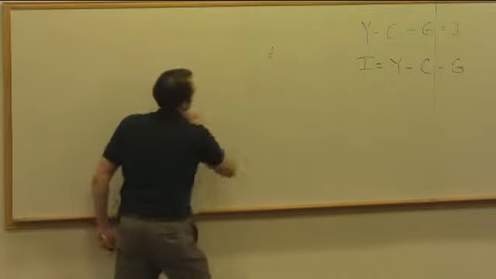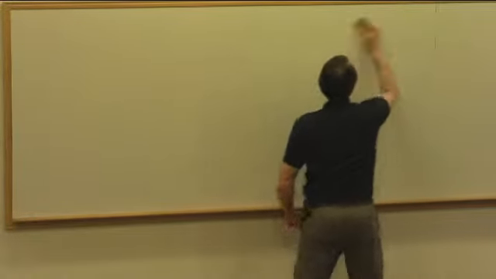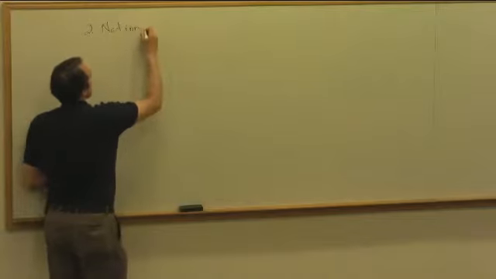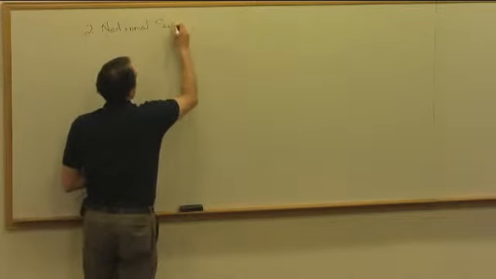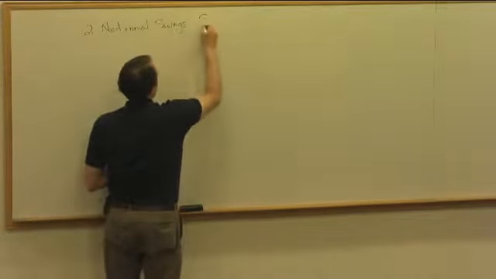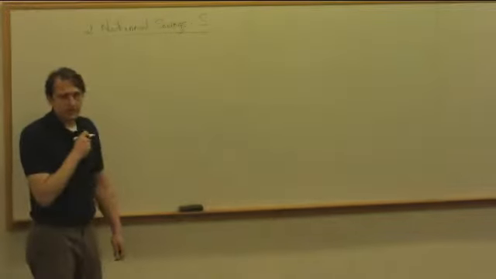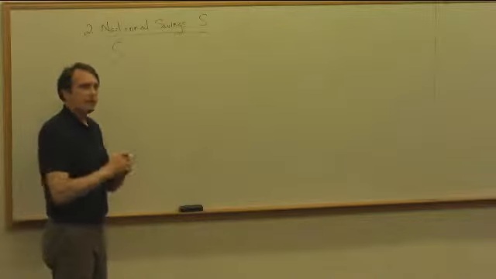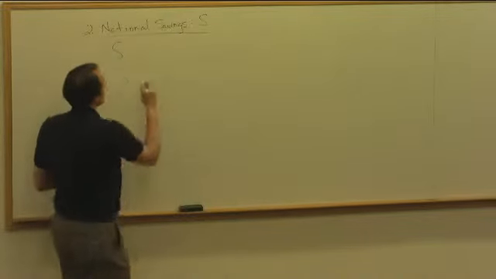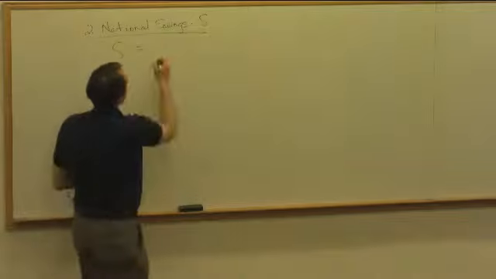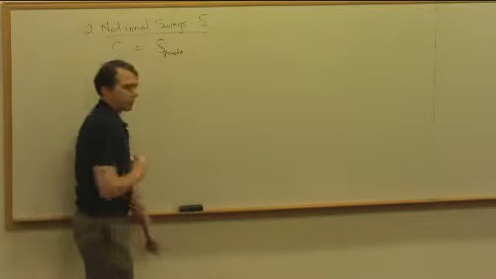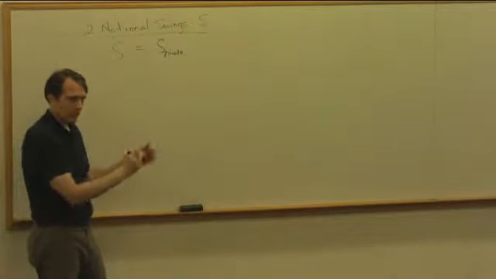And I'll just go ahead and erase all this. And we'll have 2, national savings, which I'm going to go ahead and abbreviate as an S. Now, there's going to be basically 2 types of national savings. So national savings as a whole is going to be S, but it's going to have 2 components. It's going to have savings by private citizens like you and me, by households and corporations. We're all going to call that private savings.